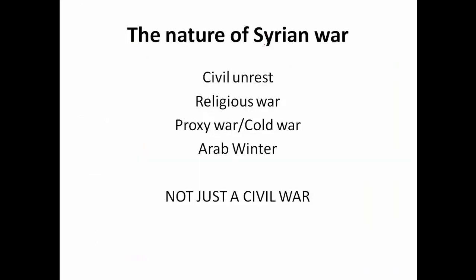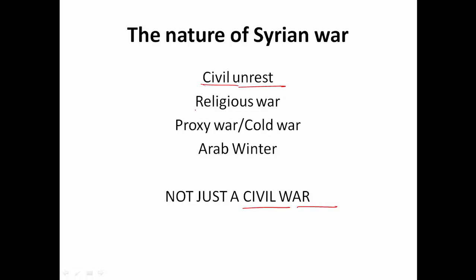Now I will begin with the nature of the Syrian war. First of all, this started as a civil unrest. It started because the people of Syria were not happy with their government and then they started protesting. Later, these protesting groups led to a war with the government, and then it became not just a civil unrest, but a civil war between the government and the protesting people.